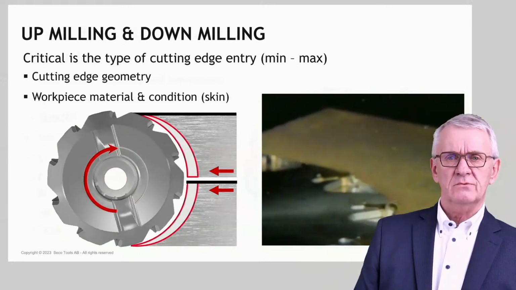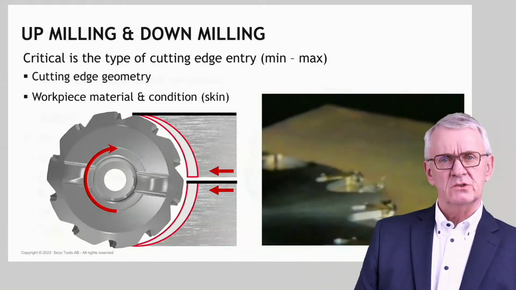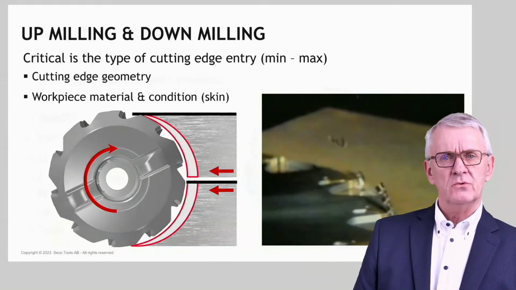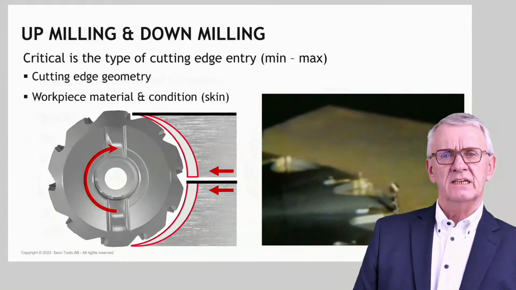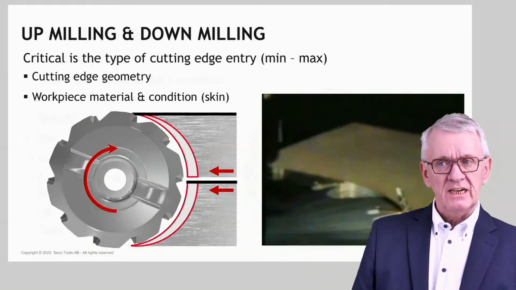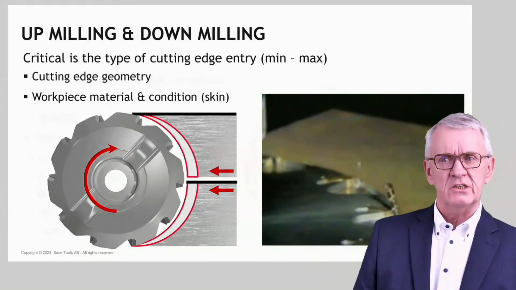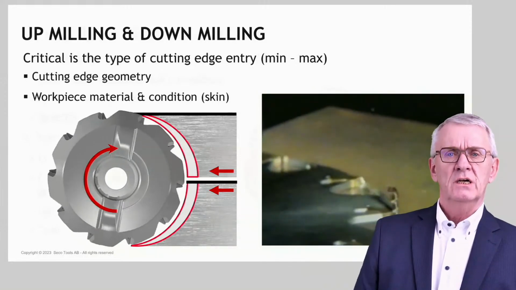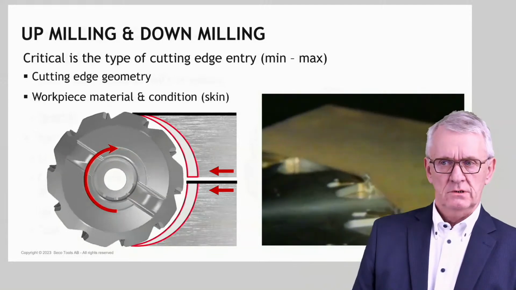You see to the right, in slow motion, how a milling cutter is working, and you have to focus on where the cutting edge starts cutting. Theoretically, even practically, in up milling you have a situation where we try to make a cutting edge cut material with a thickness of 0.